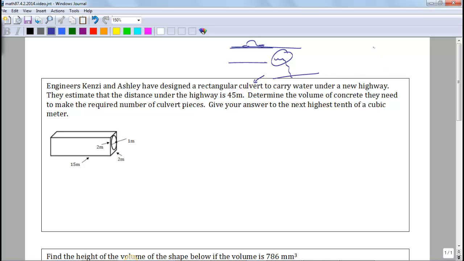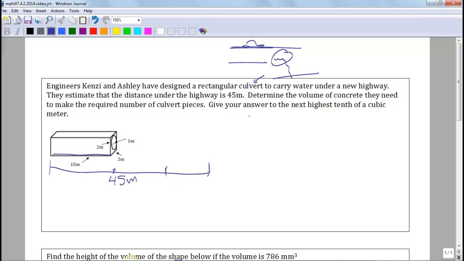They estimate the distance under the highway is 45 meters. Determine the volume of concrete they need to make to require the number of culvert pieces. Give your answer to the nearest tenth of a cubic meter. So here's one piece. Now we know that the whole thing is 45 meters. So that means I'm going to need 3 of these shapes, right? If this is 15, 15 times 3 gives me that 45 meters.